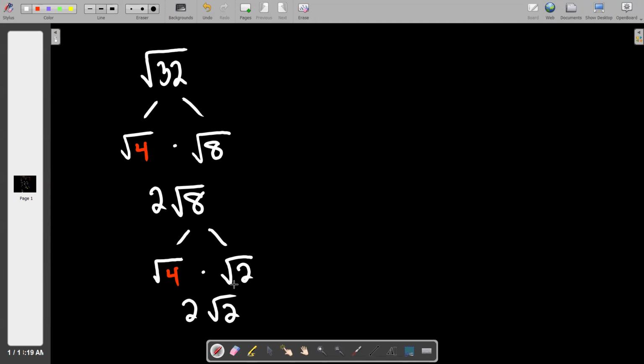But now the trouble is you've got to go back and gather up all the pieces. So you have to go back and identify who are my jailbreaks. Well, 2 was a jailbreak, right? And this 2 was a jailbreak. And what is 2 times 2? So my answer is 4 root 2.